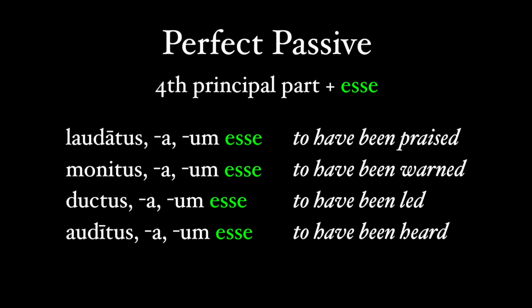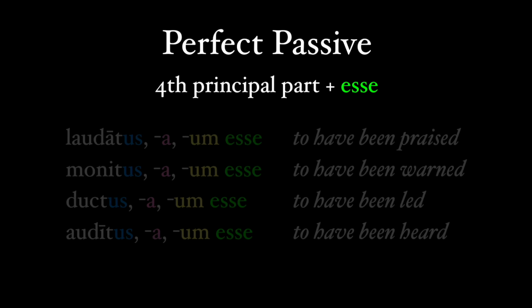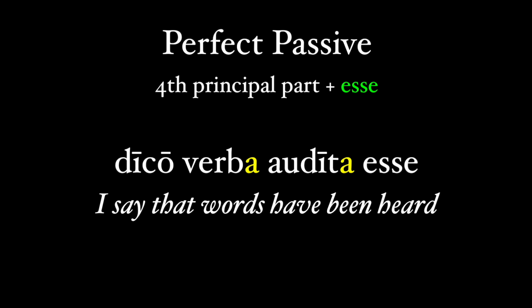Monitus, a, um esse, to have been warned, ductus, a, um esse, to have been led, auditus, a, um esse, to have been heard. And note that this infinitive has gender and number, so if this is being used in indirect statement, the gender and number of the accusative subject will be reflected in the ending of the participle part. Dico verba audita esse. I say that words have been heard. Audita is neuter accusative plural because it agrees with the neuter accusative plural verba.